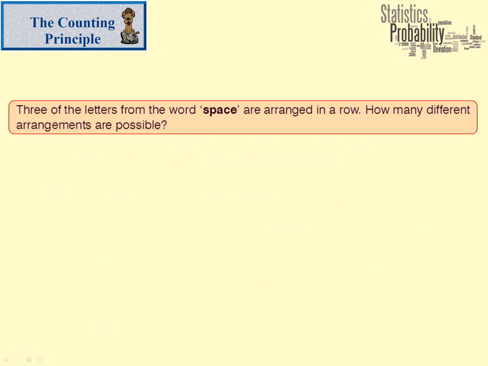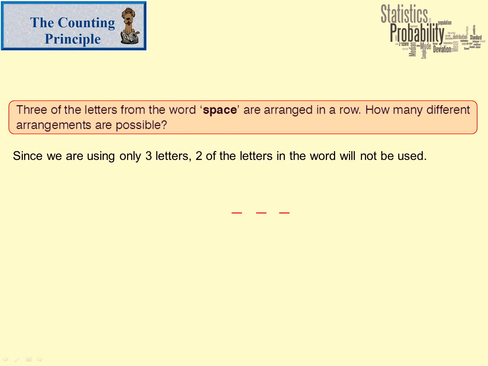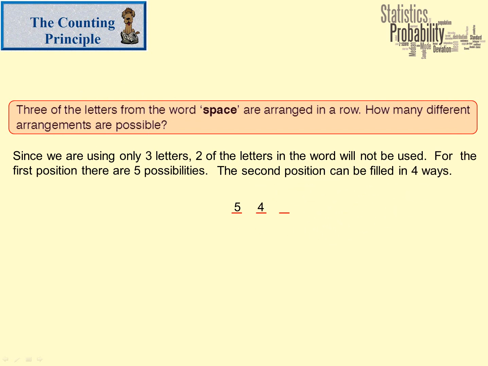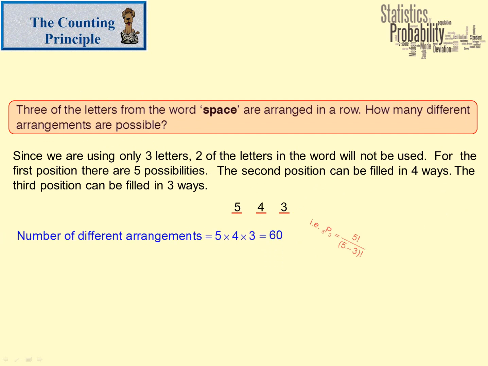Three of the letters from the word space are arranged in a row. Now this is no different from arranging 3 of 5 books. Five for the first, 4 for the second, and 3 for the third. And there we are. It's 5P3, a permutation, an arrangement of 3 from 5.